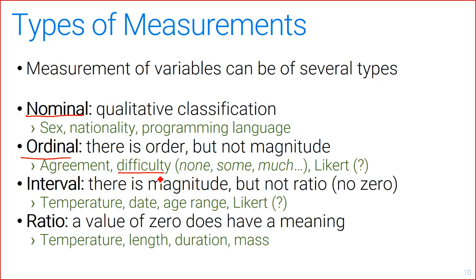but we're not quantifying how much farther apart those levels are. So we're able to quantify this qualitative measurement of difficulty, but we cannot really put a number on it. We just know that one comes before the other. So we know that much is greater than none, for example.